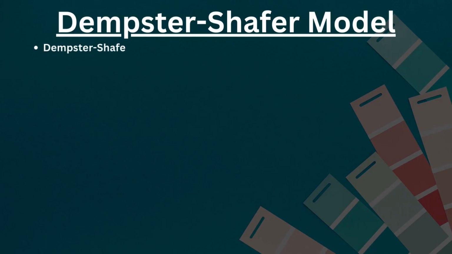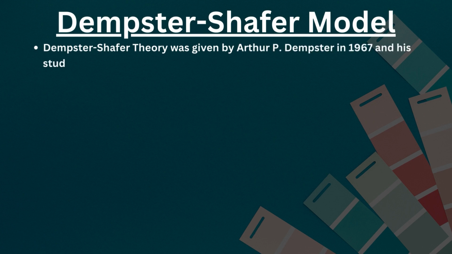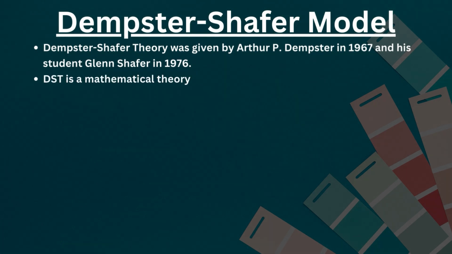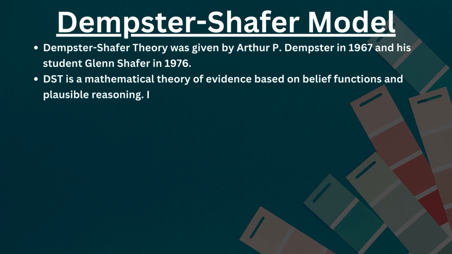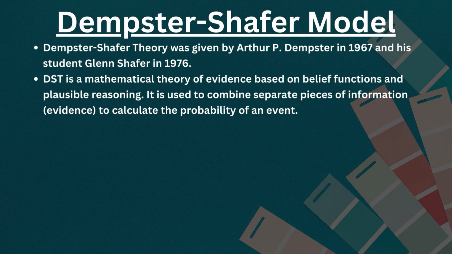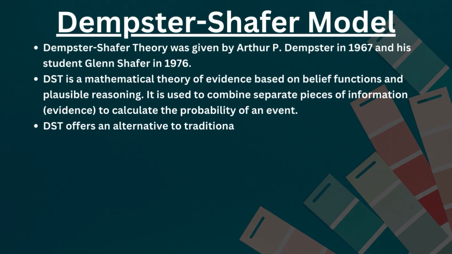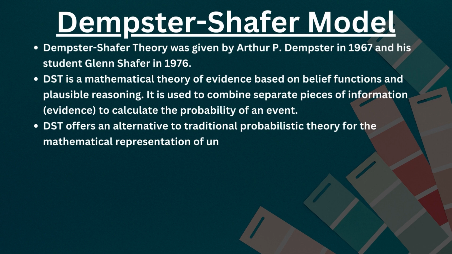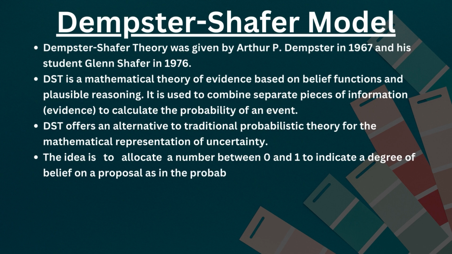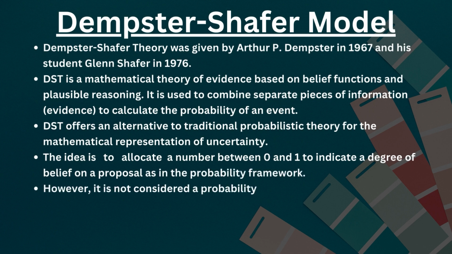It was developed by Arthur Dempster in 1967 and later expanded by his student Glenn Shafer in 1976. It is a mathematical theory of evidence based on belief functions and plausible reasoning. It is used basically to combine separate pieces of information or evidence to calculate the probability of an event. Instead of traditional probabilities, it allocates a number between 0 and 1 to indicate a degree of belief on a proposal. This is known as belief mass.